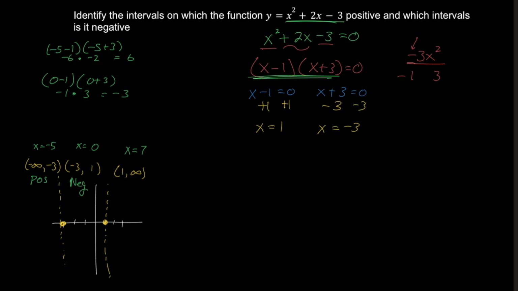In the third interval, between 1 and infinity, my test number was 7, and I could have chosen any number. There's no real reason why I chose that specific number. So 7 minus 1 and 7 plus 3. 7 minus 1 is 6, 7 plus 3 is 10, and 6 times 10 is 60, which is a positive number. So the last one is also positive. So there is method number 1 for doing this.